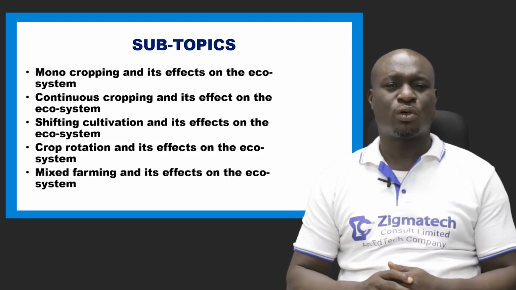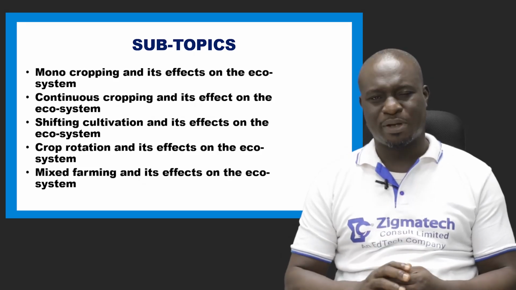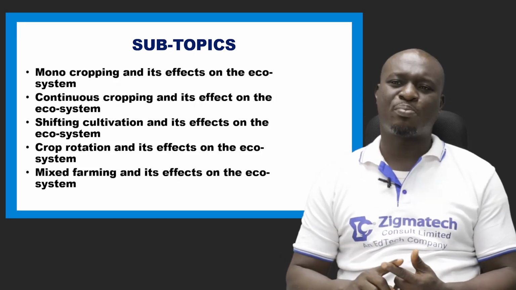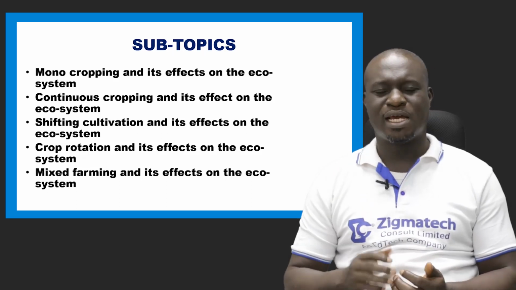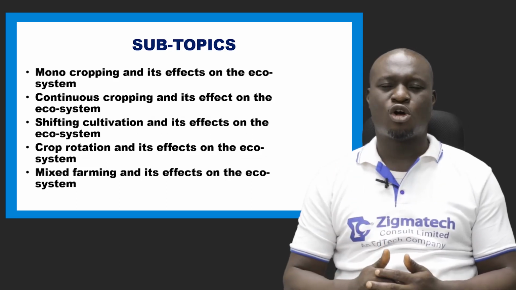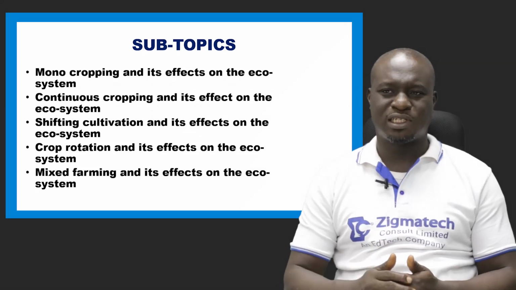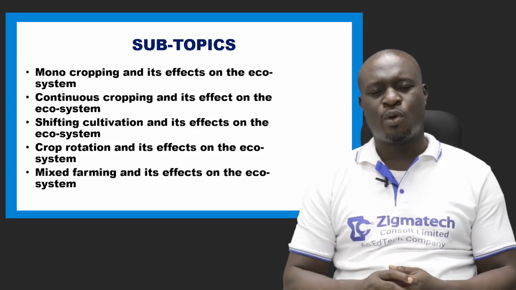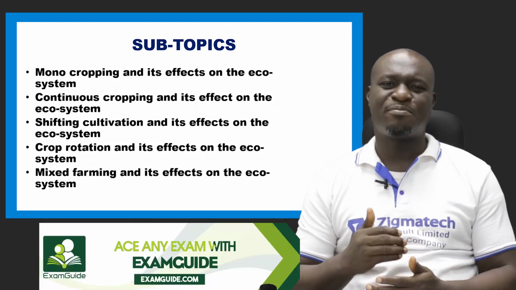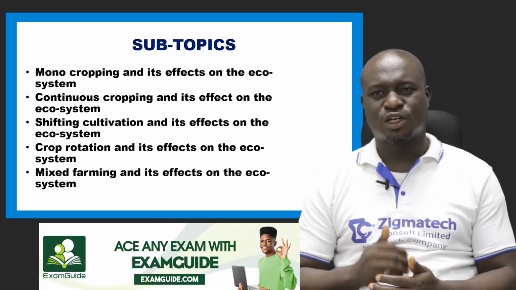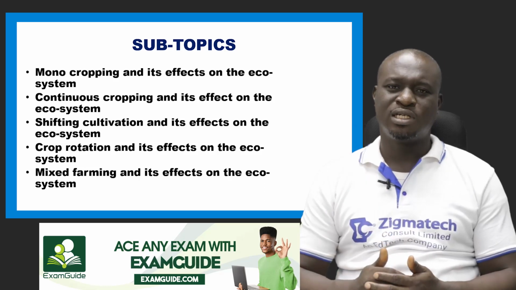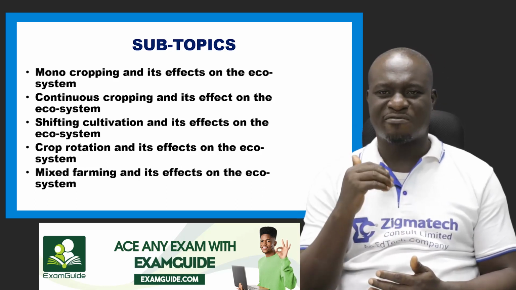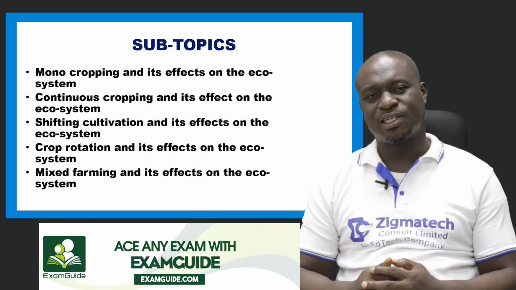One of them we're going to be talking about is monocropping. We're going to look at the definition of monocropping. We're also going to be talking about the effects of monocropping in the ecosystem. We're also going to be looking at another type of farming practice, which is continuous cropping. And we're also going to be looking at the definition as well as its effect on the ecosystem.